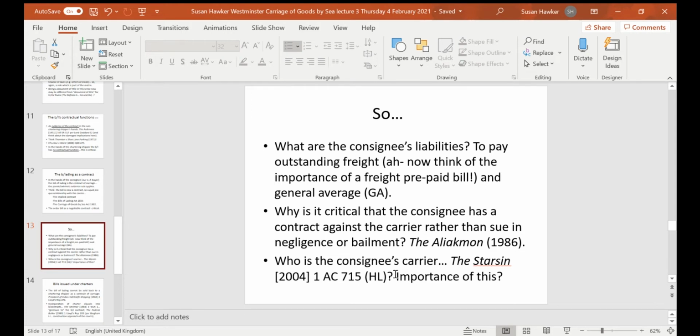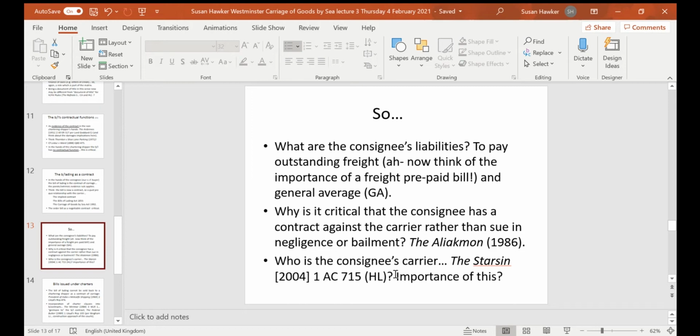Who is the consignee's carrier? This is important. You may have a chain of charters, and you may have a head owner and a time charterer, and then you may have a series of subsequent charters. And then eventually the goods are loaded under some subsequent charter, and a bill of lading is issued. And the bill of lading is sold to the consignee. Section 2 of COGSA 92, it is his contract.